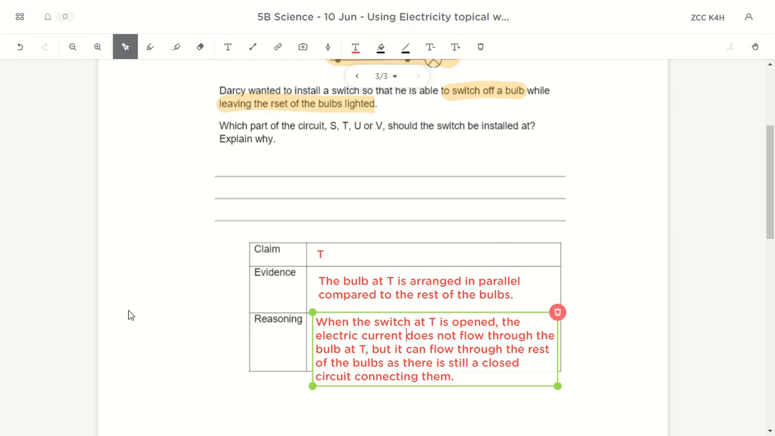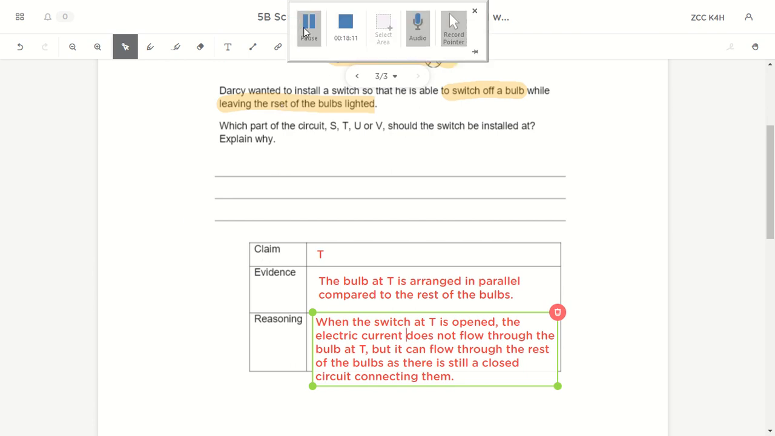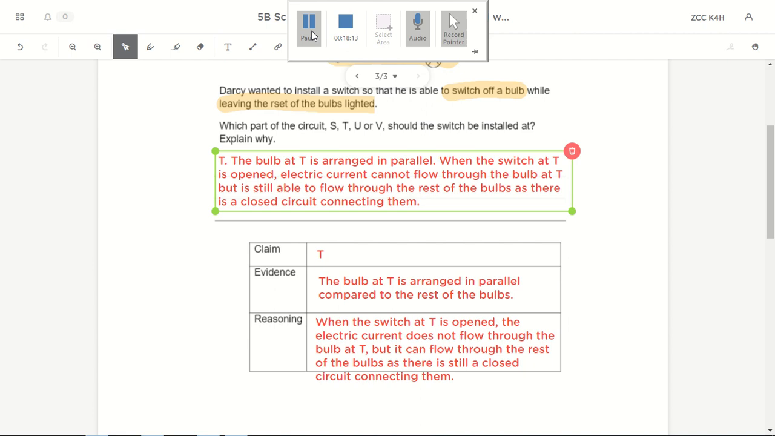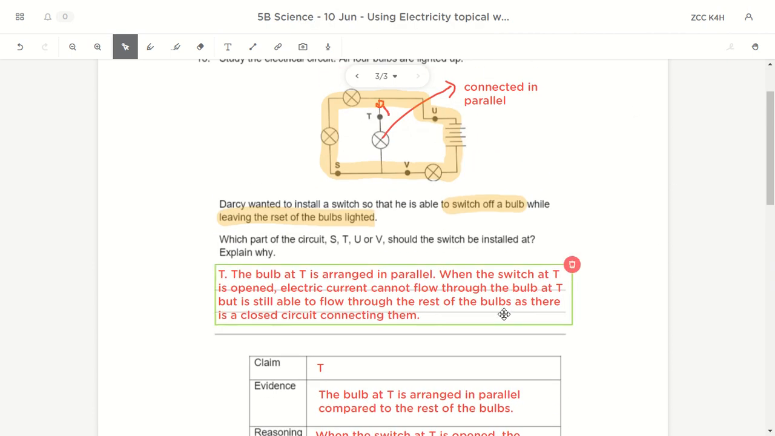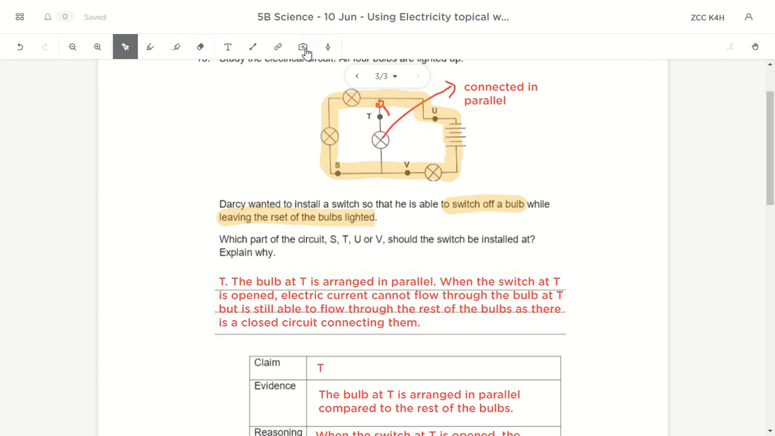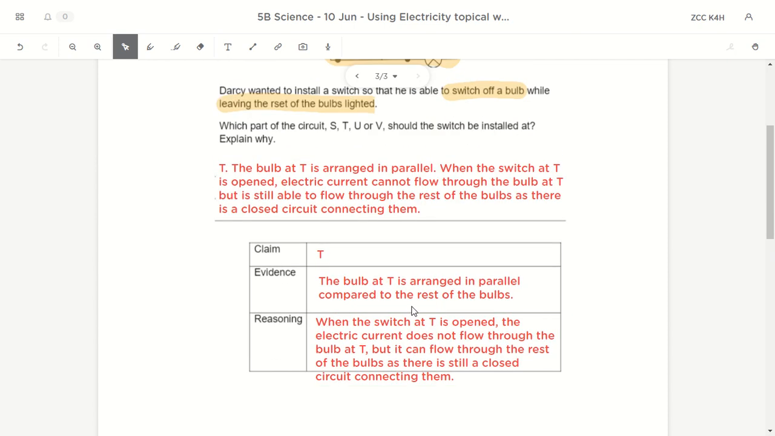Okay, so with this, let's write it down in words in full. I just write the same thing, with slight changes. What I wrote here is that the answer is T because the bulb at T is arranged in parallel. So when the switch at T is open, electric current cannot flow through the bulb at T because the switch is open, but it can still flow through the rest of the bulbs because there's still a closed circuit connecting the rest. Simple as that. With that, we have finished this electricity topical worksheet.